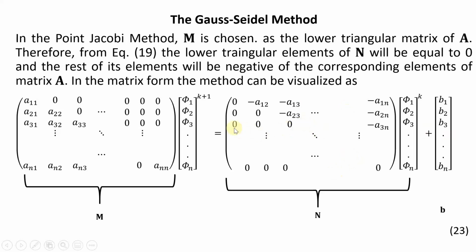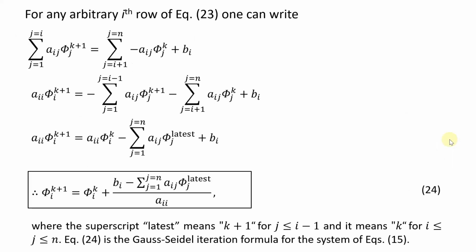So the product of 0 into phi 1 from the kth iteration is 0, plus 0 into phi 2 from the kth iteration is again 0, plus 0 into phi 3 from the kth iteration is again 0. Basically it will be from the 4th column of the third row, that is minus of A34 into phi 4 from the kth iteration plus B4, the right hand side of the 4th row in equation 23. Likewise, for the ith row, we can express this in this form, that is summation j equal to 1 to j equal to i, a_ij phi_j at k plus 1 is equal to summation j equal to i plus 1 to j equal to n minus a_ij phi_j at k plus b_i.